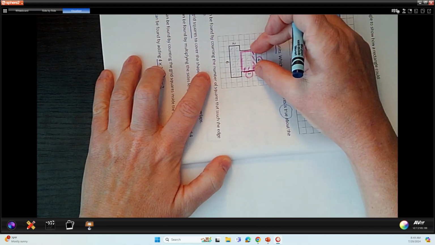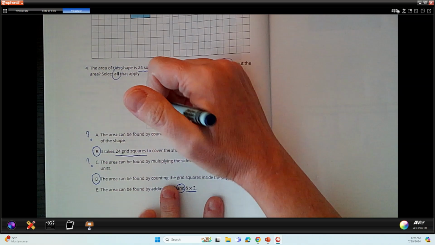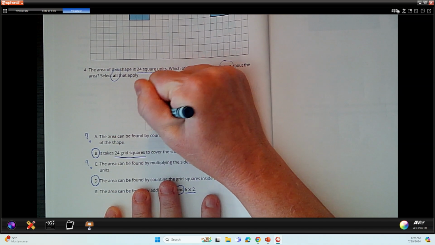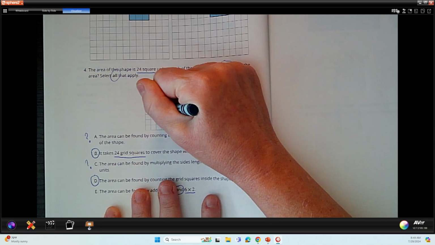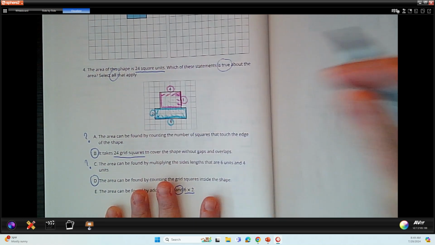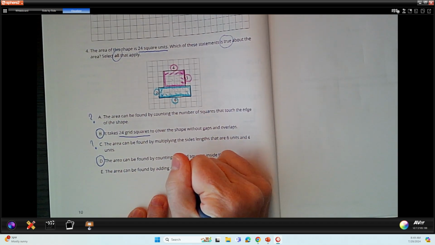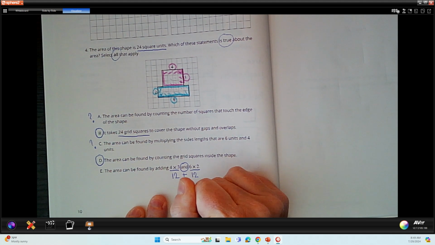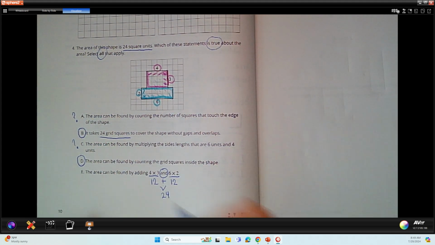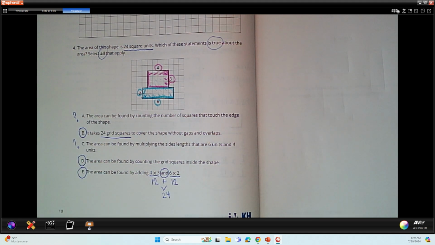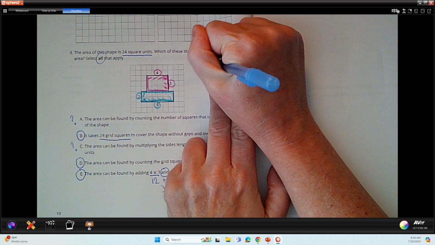I had to turn the paper a little to see it here. The base is 3, the height is 4. But let's see. Here's my 1, 2, 3, 4, 5, 6, and my height of 2. 2 times 6 is 12. And guess what? 12 plus 12 is 24. So yeah, that would work. 4 times 3 is 12, and 6 times 2 is 12. And together, that makes 24 square units. Okay, so I can see that E will also work. Well, we didn't like A and C, so B, D, and E were the correct answers. Those were the ones that were true.